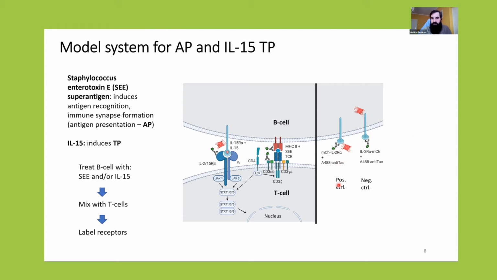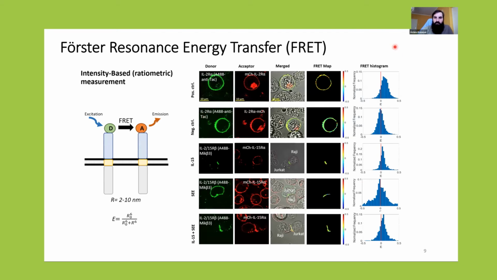The point here is that we transiently transfected B cells with IL-15 alpha subunit, where an mCherry fluorescent tag was either on the N-terminal or the C-terminal part, and labeled the extracellular part with antibody to use as a positive and negative control. And the method that we use is Förster resonance energy transfer.